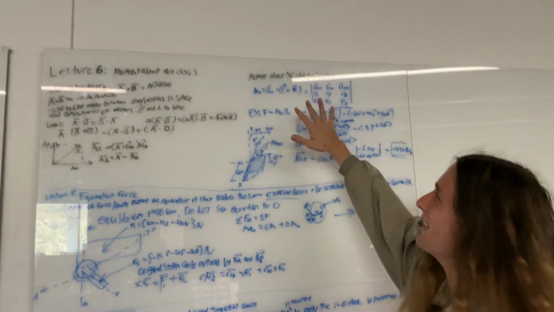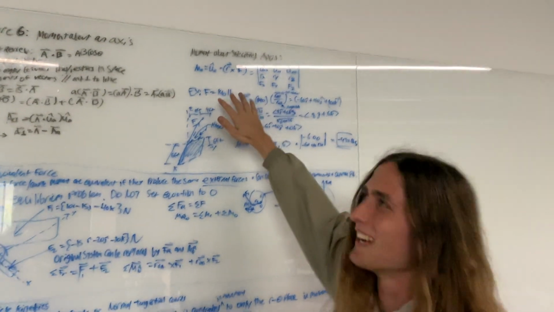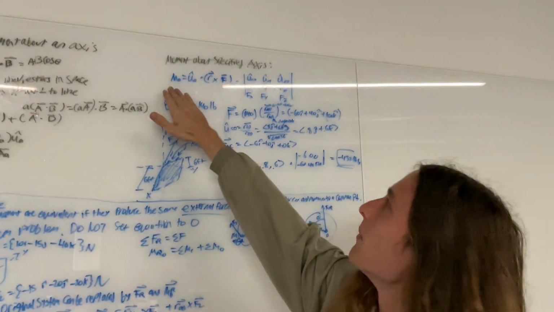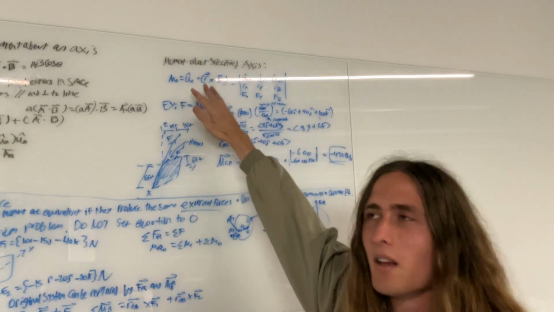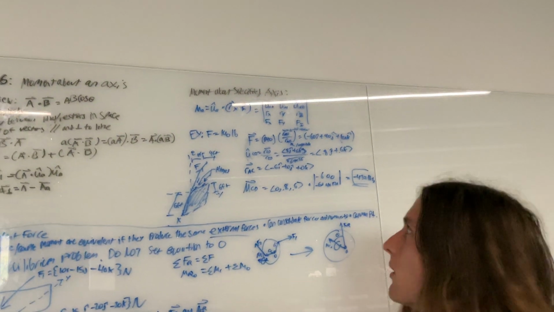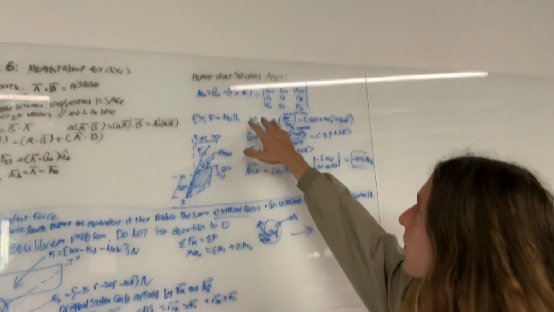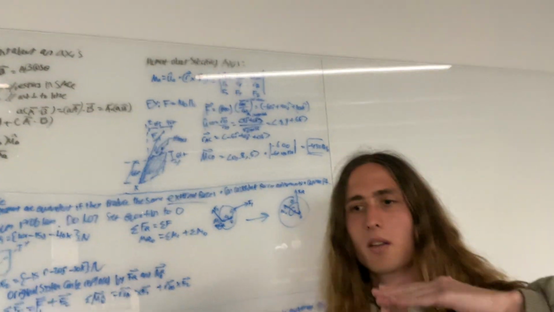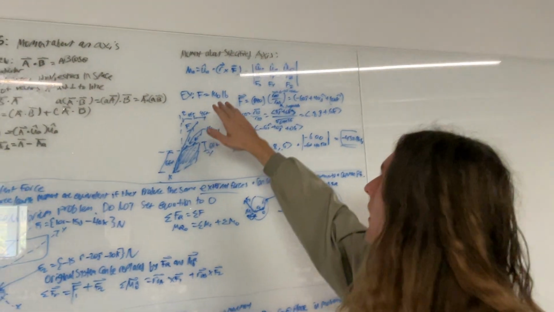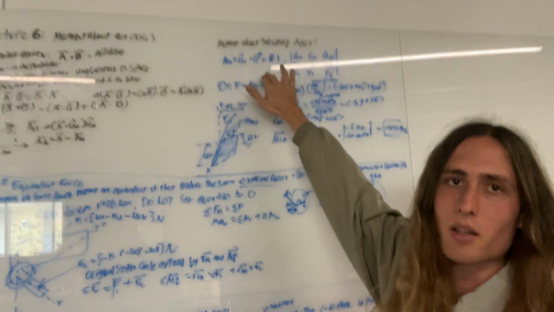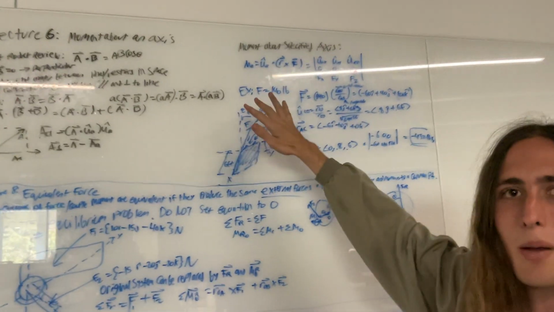Now we're really digging into the moment on a specified axis right here. So this is our basic equation. Before, when we used the magnitude of moment, it was just r times f, or the perpendicular distance times the force. Now we have to use the cross product, which you should also probably know by now.